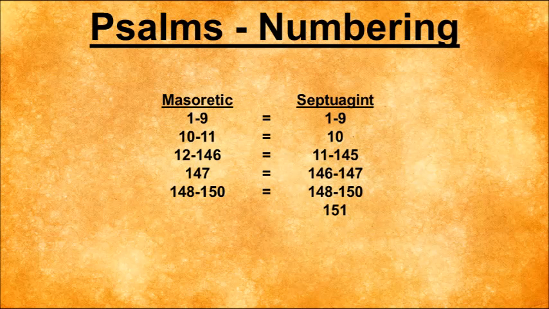The numbering of the Psalms are different. Psalm 10 and 11 in the Masoretic is a single psalm in the Septuagint. Psalm 147 in the Masoretic is given as Psalm 146 and 147 in the Septuagint. Thus, 138 of the 150 psalms are numbered differently between the two families.